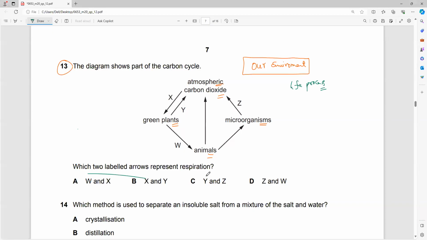Which two labeled arrows represent respiration? Respiration means what? If you carry out respiration, there is a gas which is released. What is that? Anyone? Carbon dioxide. Carbon dioxide. That's all. So now in this, which two arrows are representing carbon dioxide?